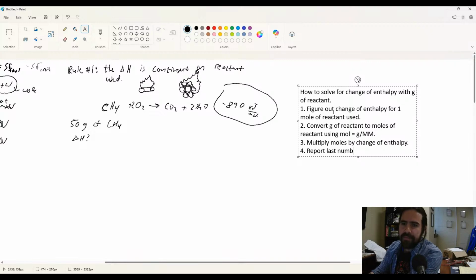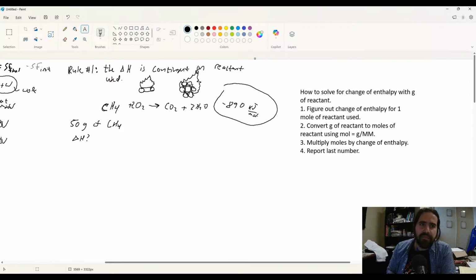Report the last number. Because with this third step, if we go back to our analogy of the fire, steps 2 and 3 are going to tell you how many logs you have. And based off of how many logs you have, you can predict how much flame, how much energy, you're going to get. Okay, so let's do this step by step. First things first, figure out our change of enthalpy for 1 mole of reactant used. We have 1 mole here, and that's 890 kilojoules per mole.